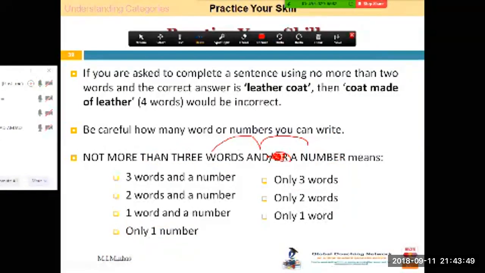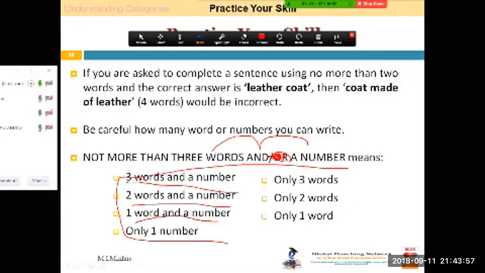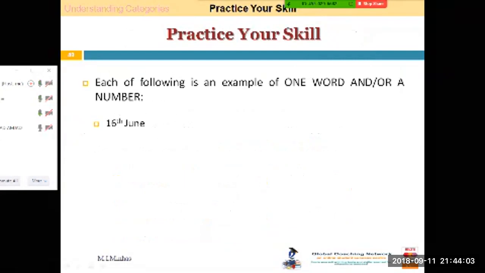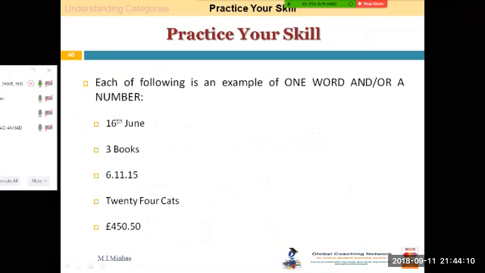So what possible combinations can there be? 3 words and a number, 2 words and a number, 1 word and a number. So all these options are open to you. Fine. We have already covered it. It was just a quick revision. So let's go to the next slide. Each of the following is an example of one word and or a number. Now this is important to understand.